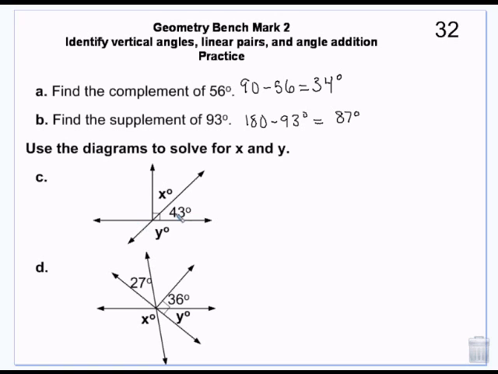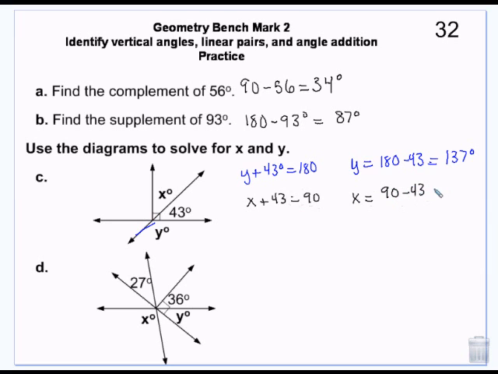Here we go. I know that 43 and y add up to what? 43 and y make this straight line, right? 180. So y plus 43 is equal to 180. So to find y, I do 180 minus 43, which is 137. And what do x and 43 add up to? 90. X plus 43 is equal to 90. So to find x, I'm going to do 90 minus 43, and I'm going to get 47.